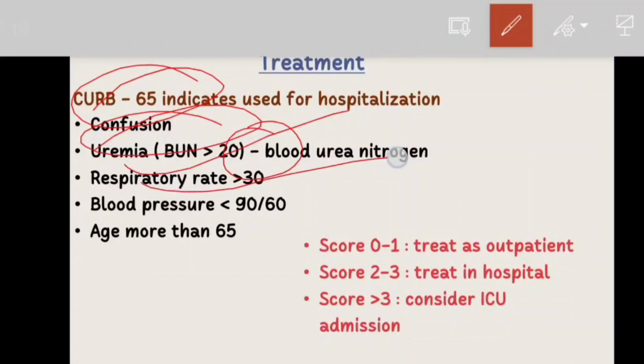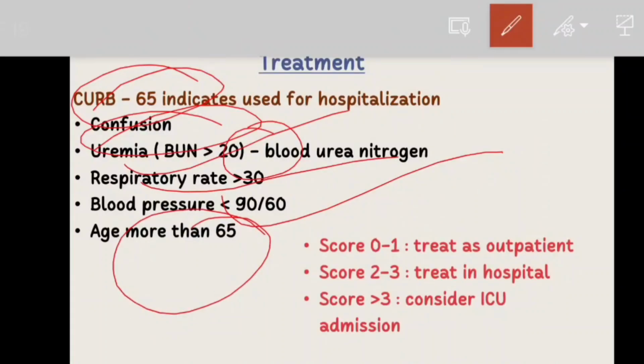Third is respiratory rate. Count the patient's breathing. If it is more than 30 breaths per minute, then score 1 point. A normal adult breathes about 12 to 20 times per minute. Now the next one is blood pressure. If blood pressure is less than 90 by 60 mmHg, then add 1 point. Low blood pressure indicates severe illness. Now if the patient is 65 years or older, then score 1 point.